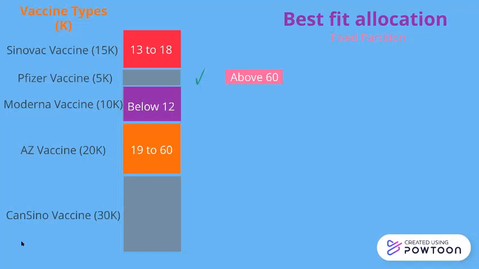The age group of above 60 can fill the block of Pfizer vaccine. CanSino vaccine can fill in the age group, but the block size is larger than the Pfizer vaccine. So for the age group of above 60, Pfizer vaccine is the best fit.